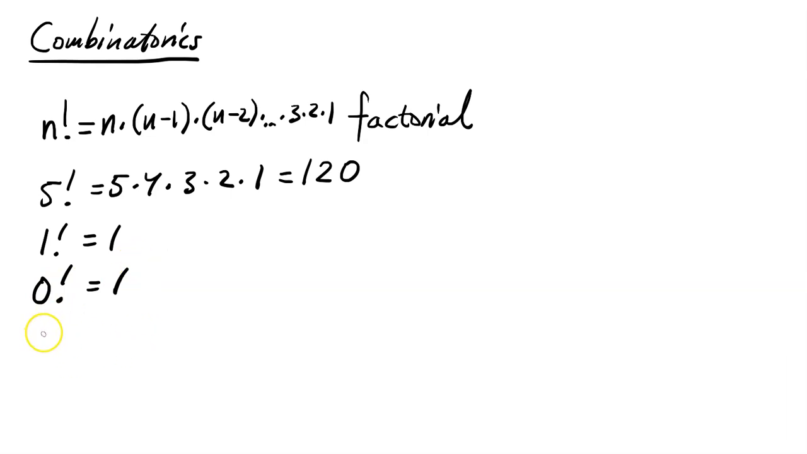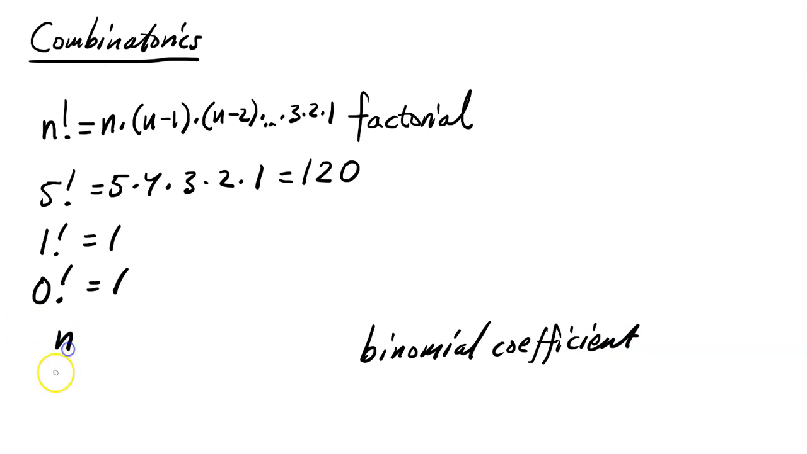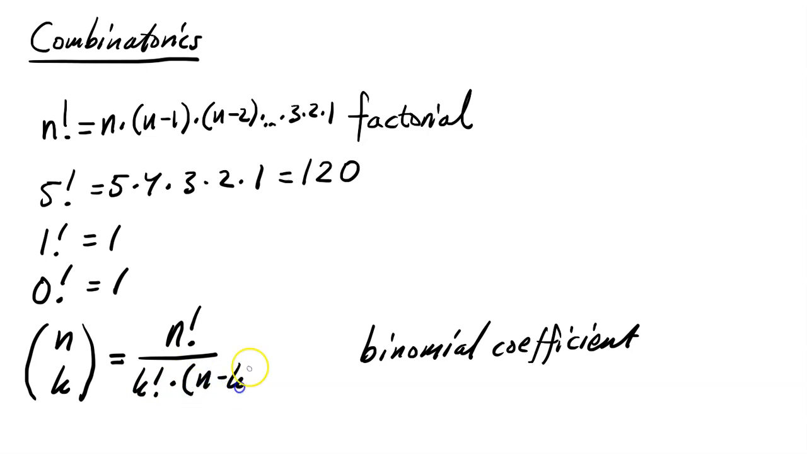Another thing you define is a binomial coefficient, and you can define it in the following way. The symbol for that is this. And this is not a fraction, so there's no division sign here. This is just 2 numbers we put under each other. Per definition, this means n factorial divided by k factorial multiplied by n minus k factorial.